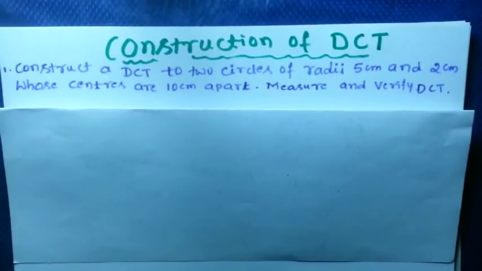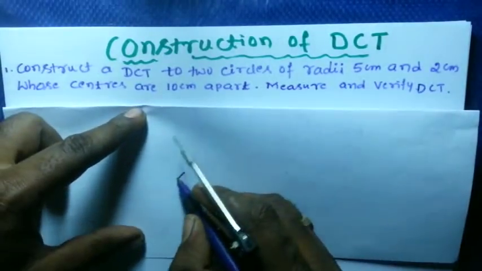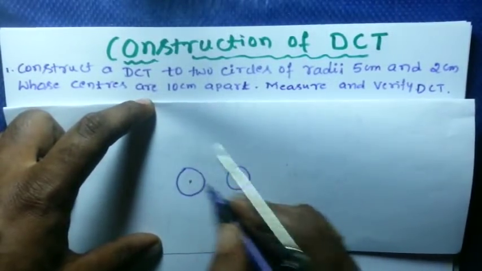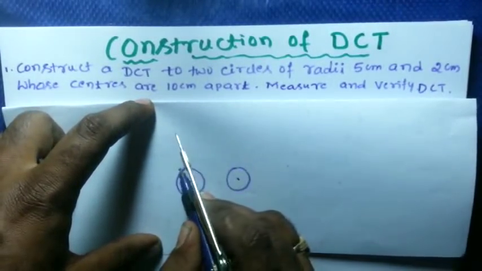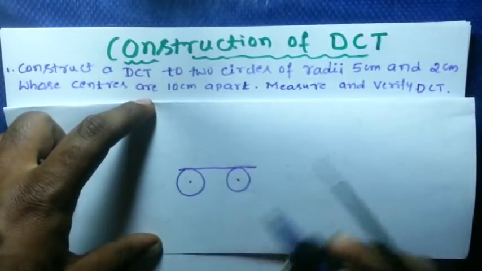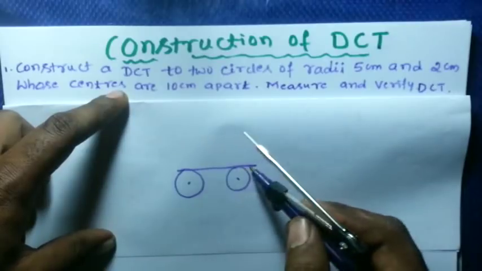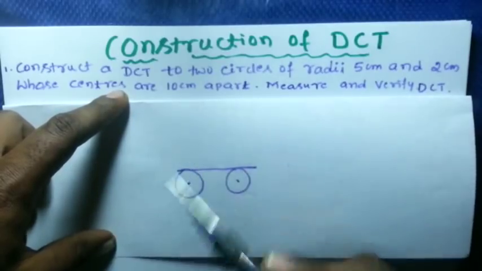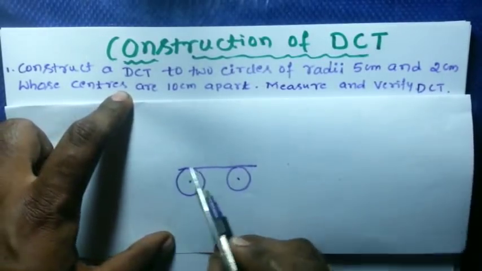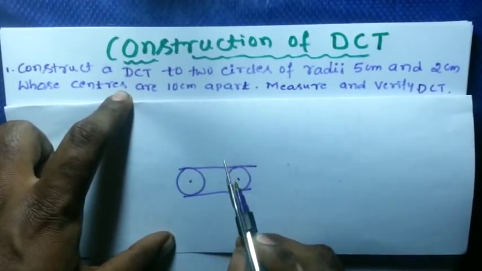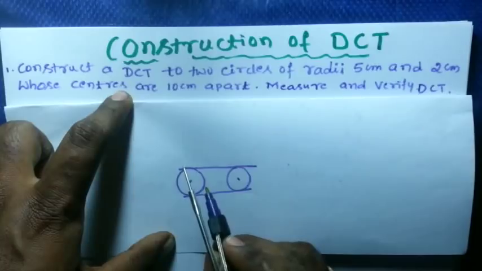Construction of direct common tangent. Direct common tangent means the centers of the circles lie on the same side of the common tangent. This is one circle and this is another circle. We can draw two such tangents for these two distinct circles.